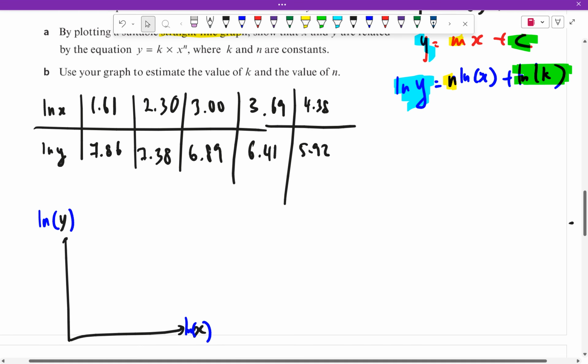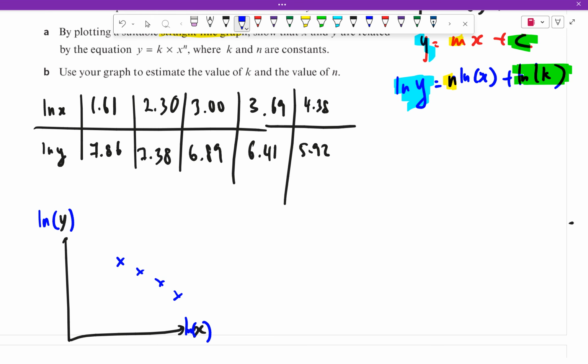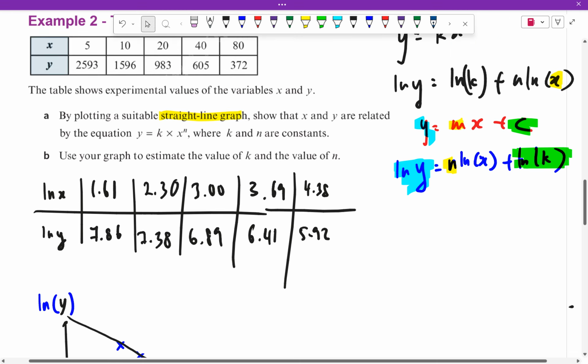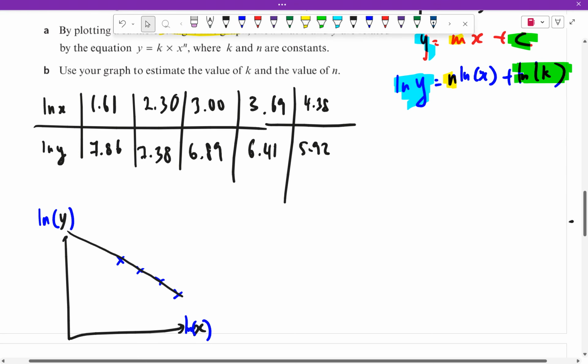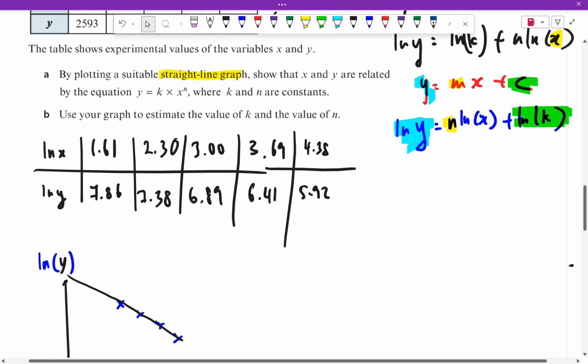Right. So if I were to plot the graph, it would have something like that. Then I can just join the lines, so it becomes a linearized graph. If you want, you can try plotting this graph first. You will find that it is exponential. It might be a negative exponential, I feel like, but it will become a straight line graph like that after. Now, use your graph to estimate the value of k and n.